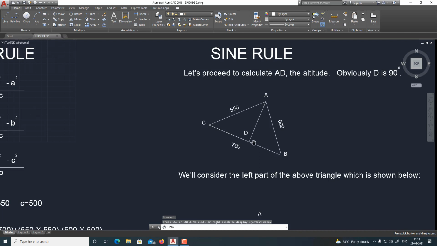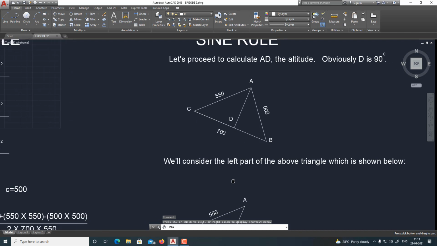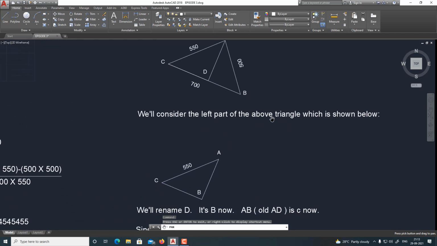Here AD means offset, so it must be 90 degrees here, otherwise it can't be a perpendicular offset. So here it is 90 degrees. We will consider the left part of the above triangle, which is shown below. Here a is only half of this a. 550 remains the same. C remains the same. We rename D. We call it B.